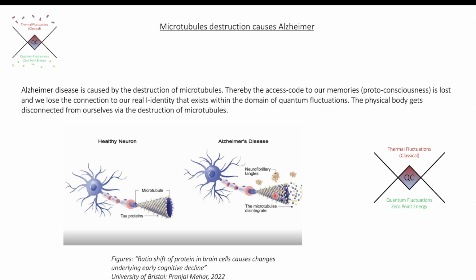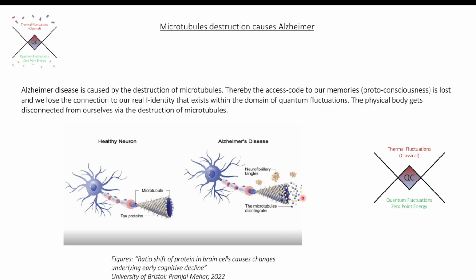So the access code between the thermodynamic reality and the domain of quantum fluctuations is destroyed. And when we have no access code to our memories anymore, then we lose contact to our soul. When you look at an Alzheimer patient, that's also how they act. They act like they are not there anymore. They're not in their body anymore. However, Alzheimer patients still have their memory. They have just lost the access to the memories, the access to their soul.